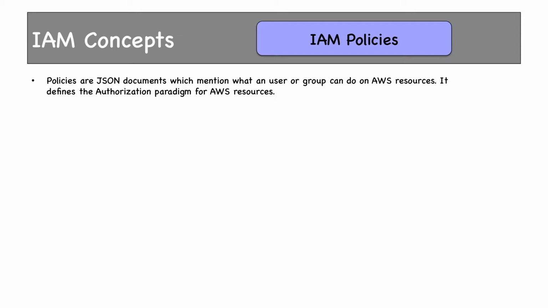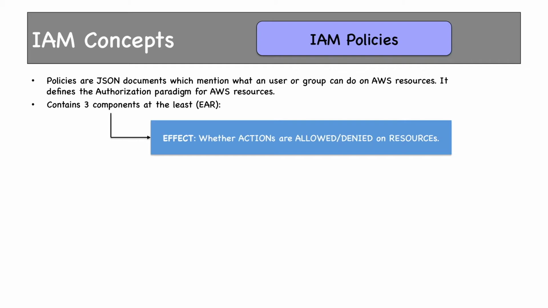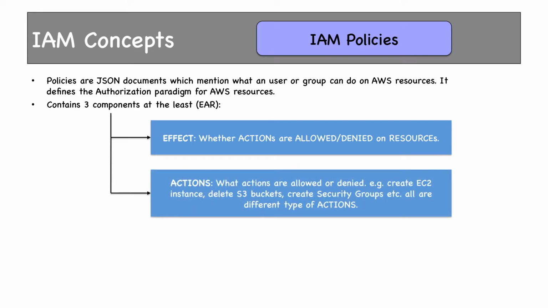Policies are represented in JSON. It contains 3 components at the least. The first component is effect and it says whether actions are allowed or denied on AWS resources. It actually mentions whether the privilege or action is allowed or not on resources. Then we have actions. What actions are allowed or denied? For example, create an EC2 instance, launch an EC2 instance, terminate an EC2 instance, delete S3 buckets, create security groups, VPCs, create a DynamoDB table, etc. All are different types of actions. So these are actually the actions which you can take on AWS resources.